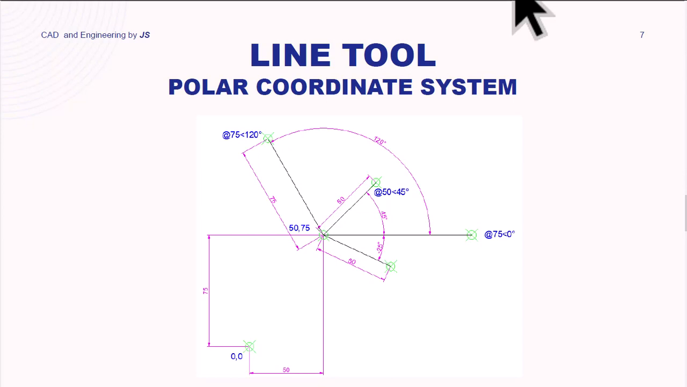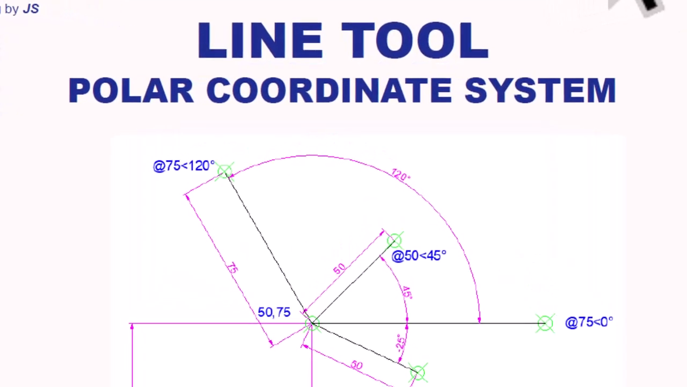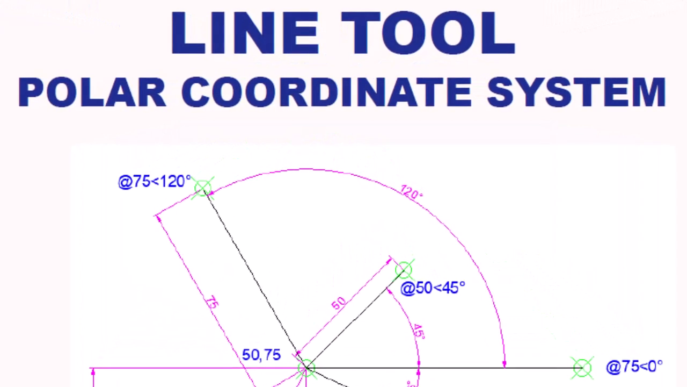Today we're going to review the line tool in AutoCAD, but instead of using Cartesian coordinates, we're going to use polar coordinates. The polar coordinates in AutoCAD are a way to specify a point by its distance from the reference point and its angle from a reference direction. The reference point is usually the origin, but it can be any other point in the drawing. The angle is measured in degrees counterclockwise from the positive x-axis.